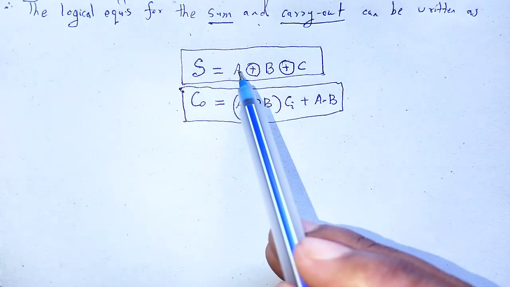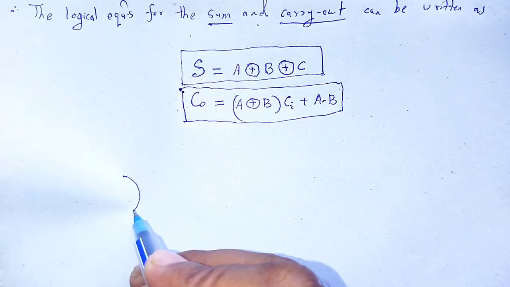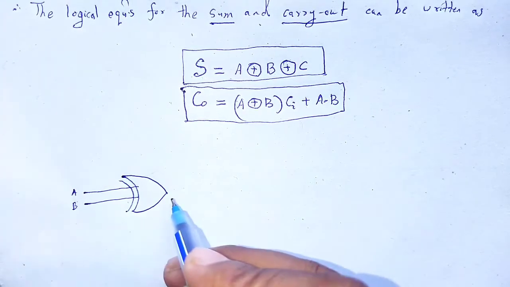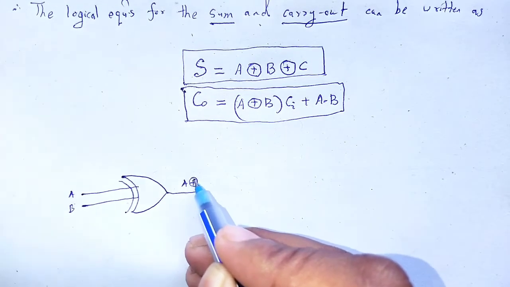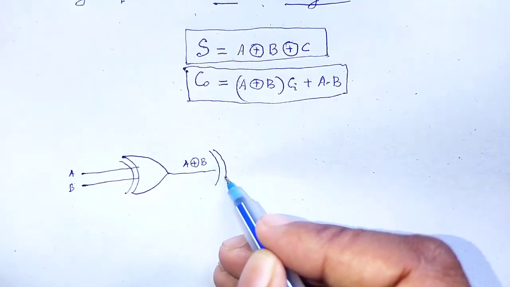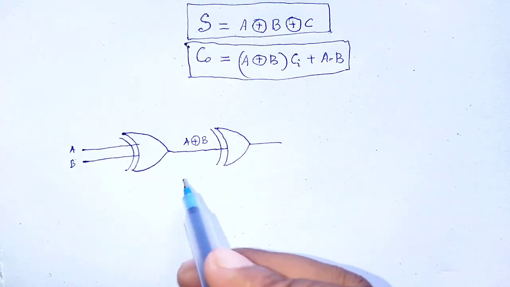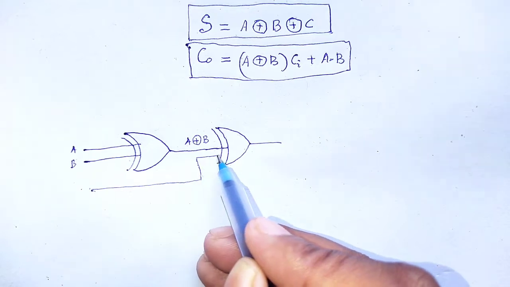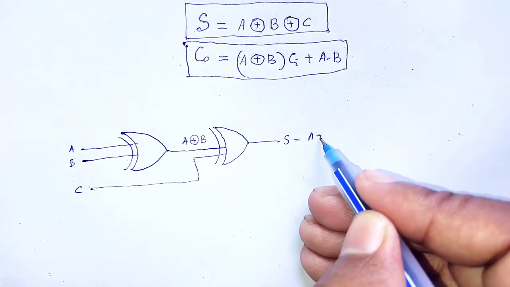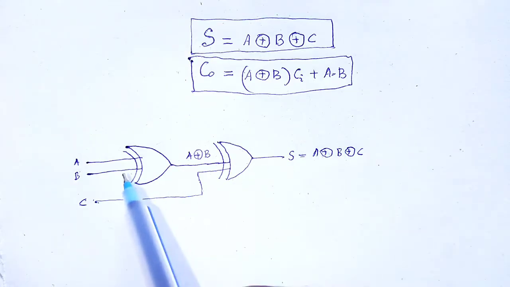First we have to get S, A XOR B XOR C. Use an XOR gate, it has two inputs, let A and B, so at output we have A XOR B. Next, use another XOR gate, it has input A XOR B, another input C. So finally at output we have S equal to A XOR B XOR C. So sum is evaluated by that logic circuit.